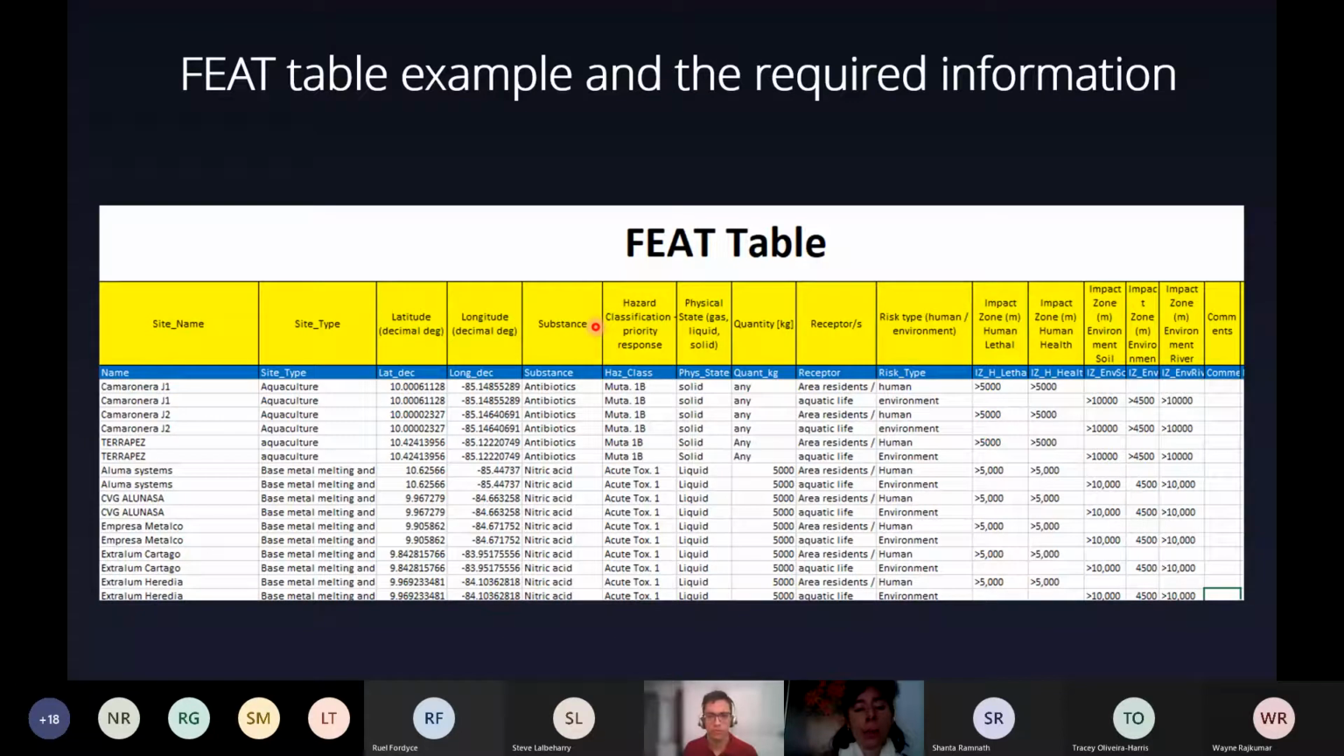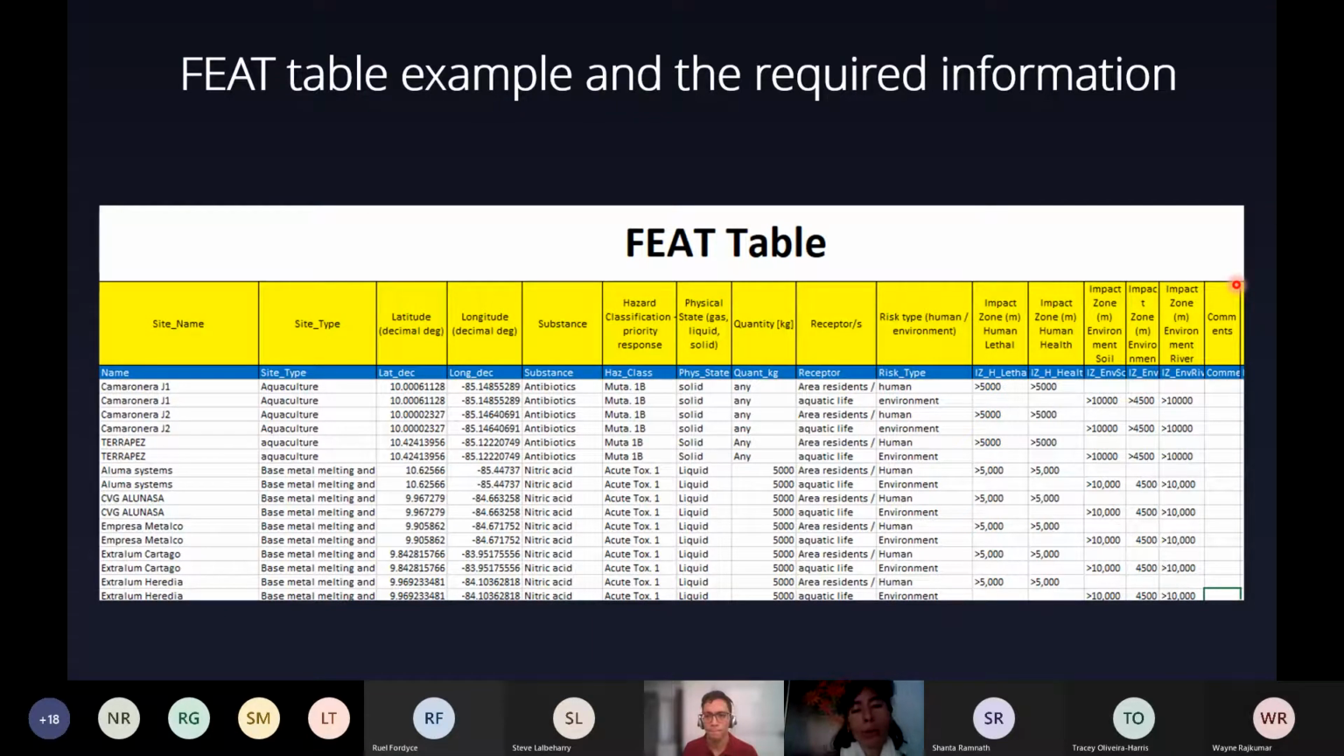And the quantity that we are putting in these tables is very conservative. We are using the maximum quantity that appears on the tables, and also the receptors, the risk type, and the impact zone, both for when it is lethal for humans and where it represents a hazard for human health, but also for the environment, for the soil, for the river, and for the fauna and flora.